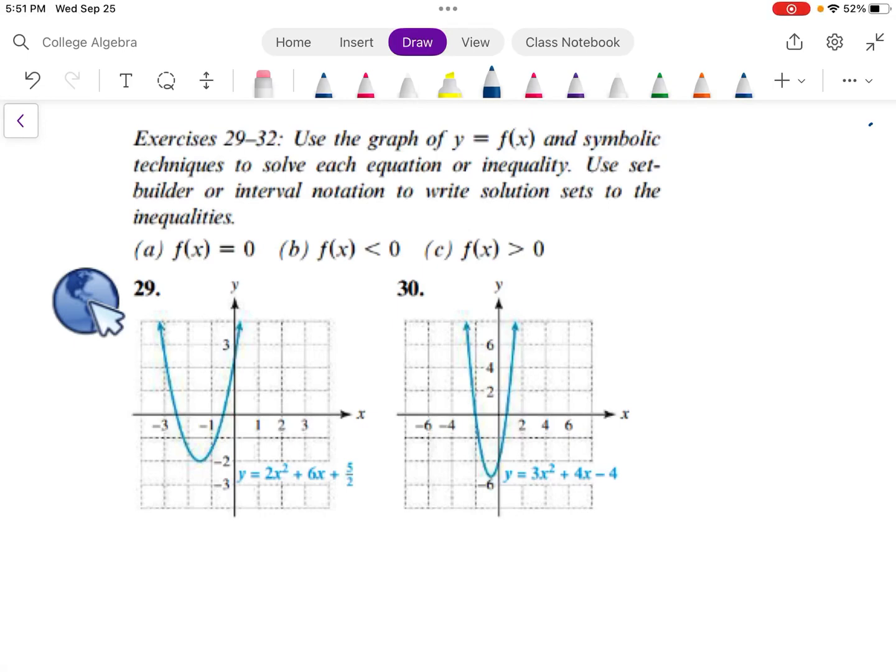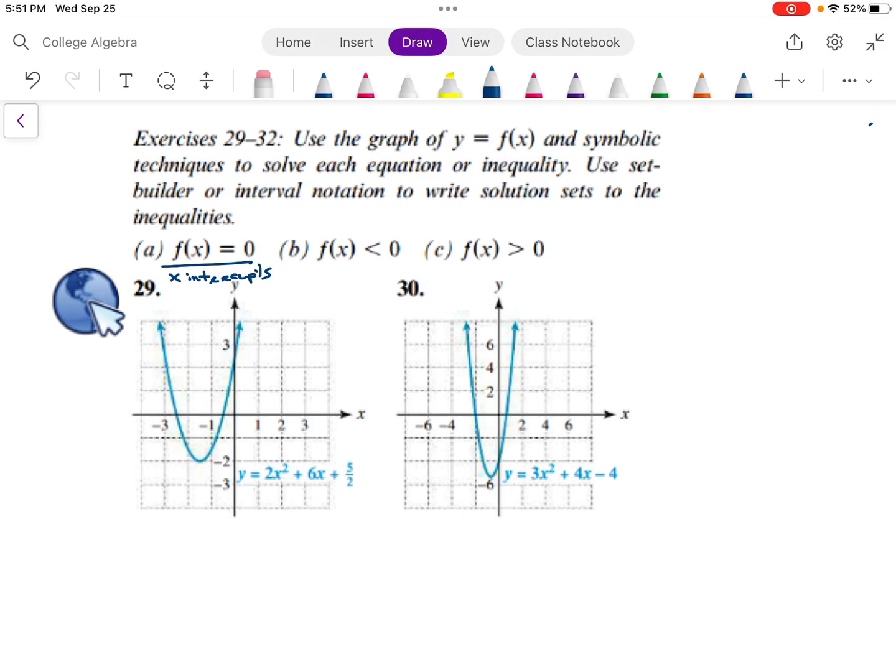Okay, so in this part of the video, as we continue section 3.4, they're going to give us some different aspects, and we still do the same thing, using our set builder notation or interval notation to indicate when certain things are occurring. So on 29 in part A, it wants us to say, when is the equation equal to 0? That's just saying, what are my x-intercepts?